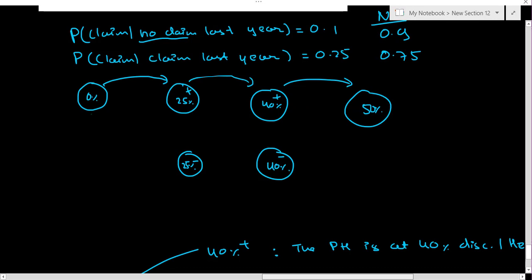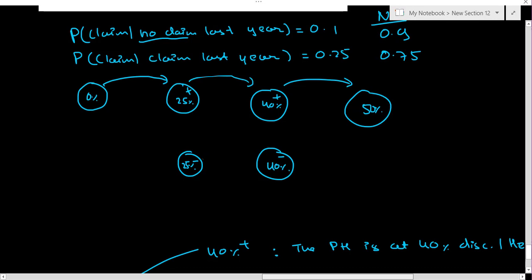Now let's define the probabilities in this diagram. Say you are at 0% level of discount. That means you had made a claim last year for sure. So the probability of moving up, now you will move up to 25%, right? When you move ahead to a plus state, this indicates that you are at 25% level of discount and you did not make a claim last year. So you have to move from 0% to 25% plus. And 25% minus indicates that you are at 25% level of discount, but you had made a claim last year. So whenever you move backward, you move to a minus state.